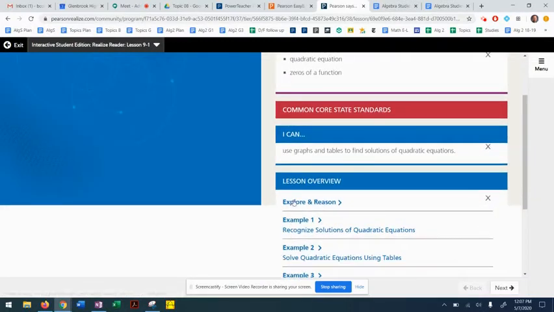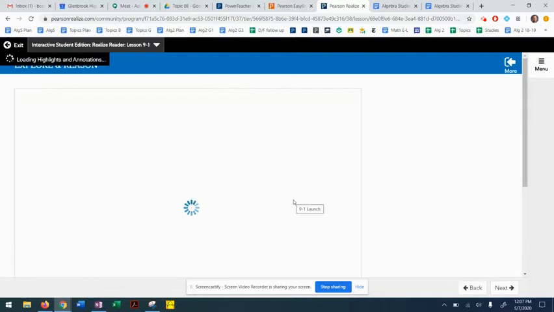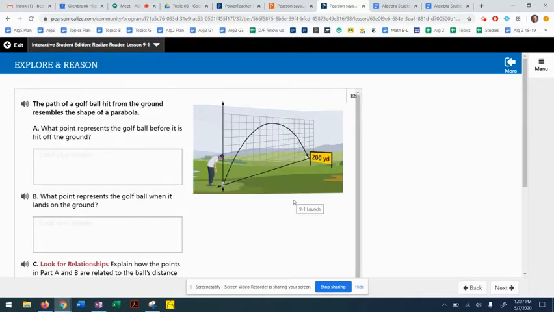All right, to start us off, we're going to start with this first section called Explore and Reason. We're going to look at a problem that they pose. It says the path of a golf ball hit from the ground resembles the shape of a parabola. You can see where the club hits the ball, and then how far it travels all the way 200 yards down on the green.